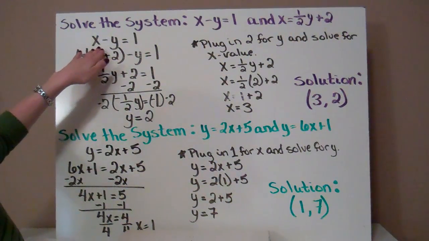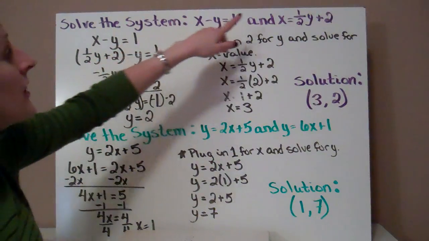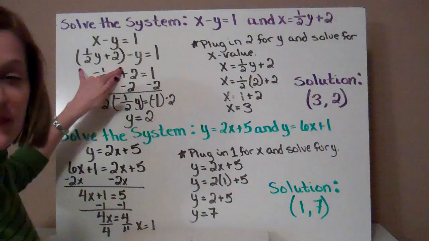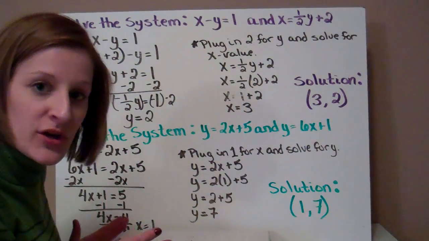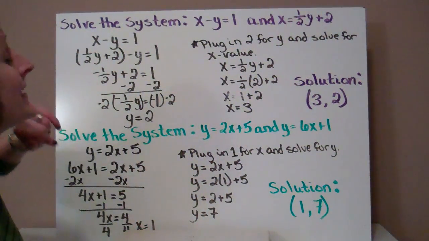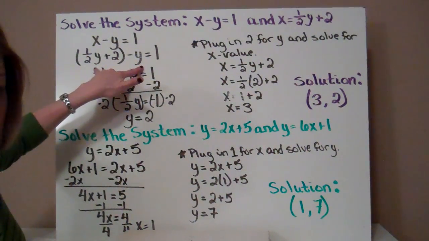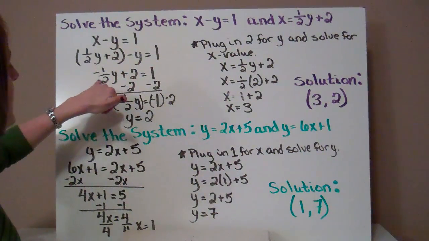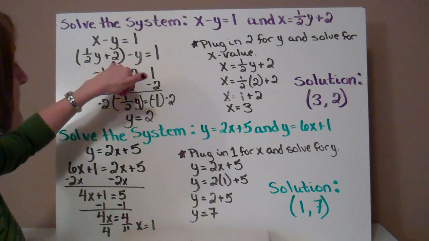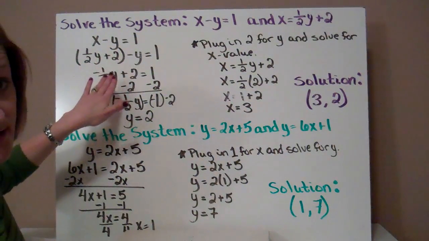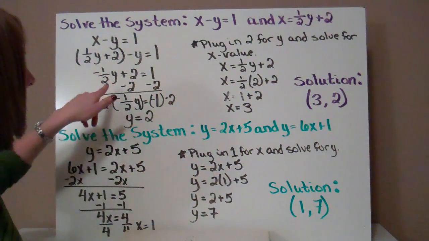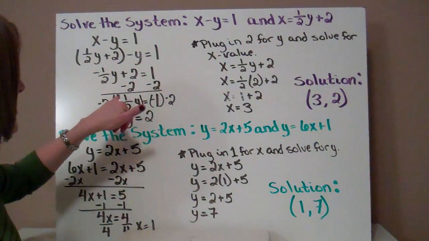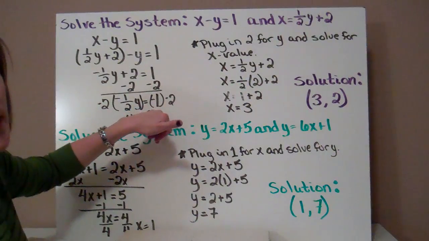So I take the first equation, x minus y equals 1, plug in 1/2 y plus 2 for x. Notice I went ahead and put it in parentheses, so I know that's what I'm putting in for x. Okay, so I need to combine like terms because I got two y's here. 1/2 y minus a 1y gives me a negative 1/2 y. Then I still have the 2, no other terms on this left side to combine it with, so I still have plus 2. Subtract 2 from both sides. 1 minus 2 is negative 1, so I get negative 1/2 y equals negative 1.